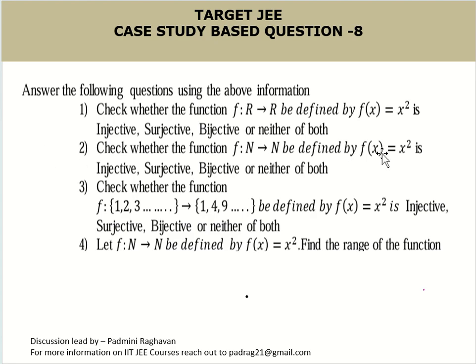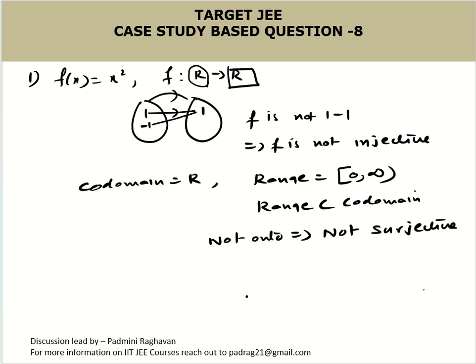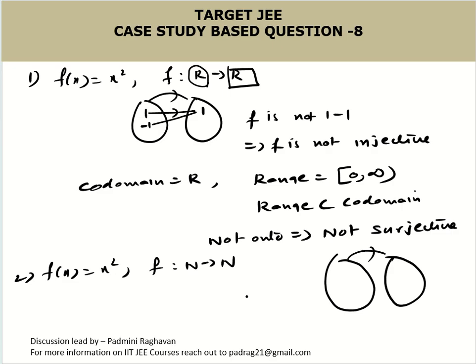Second one is the same function, but they have changed the domain and the codomain as natural numbers to natural numbers. Again, the same thing we have to verify: injective, surjective, bijective. So second one is f of x is equal to x square. The only change is f is defined from natural numbers to natural numbers. We can draw the diagram and see. Now the domain is 1, 2, 3, etc. Codomain is also natural numbers 1, 2, 3, etc. When you square, 1 gets mapped to 1, 2 gets mapped to 4, 3 gets mapped to 9. Therefore f is 1 to 1, which implies f is an injective function.